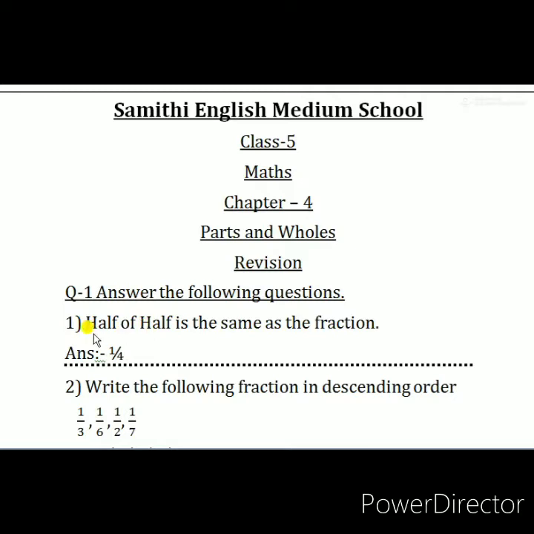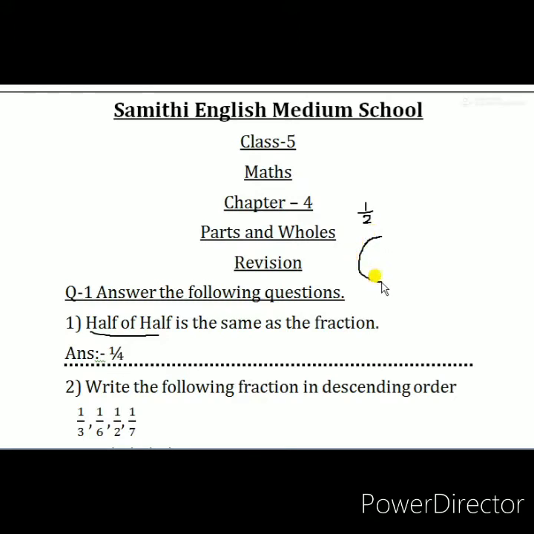The first question is: half of half is the same as the fraction what? Here we have to write the fraction for half of half. How do we write half? Half is written as 1 upon 2, or 1 by 2. To understand this, I will show one illustration.